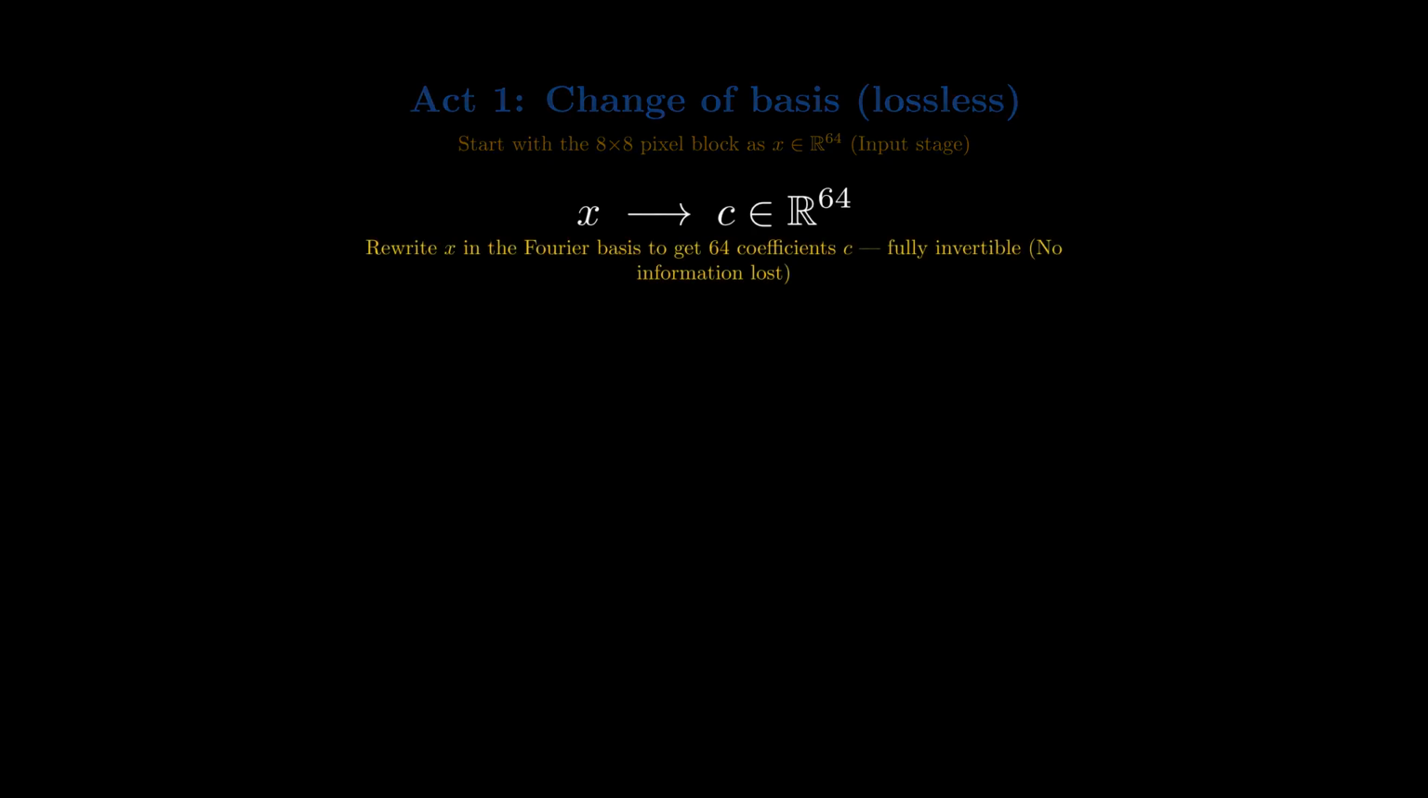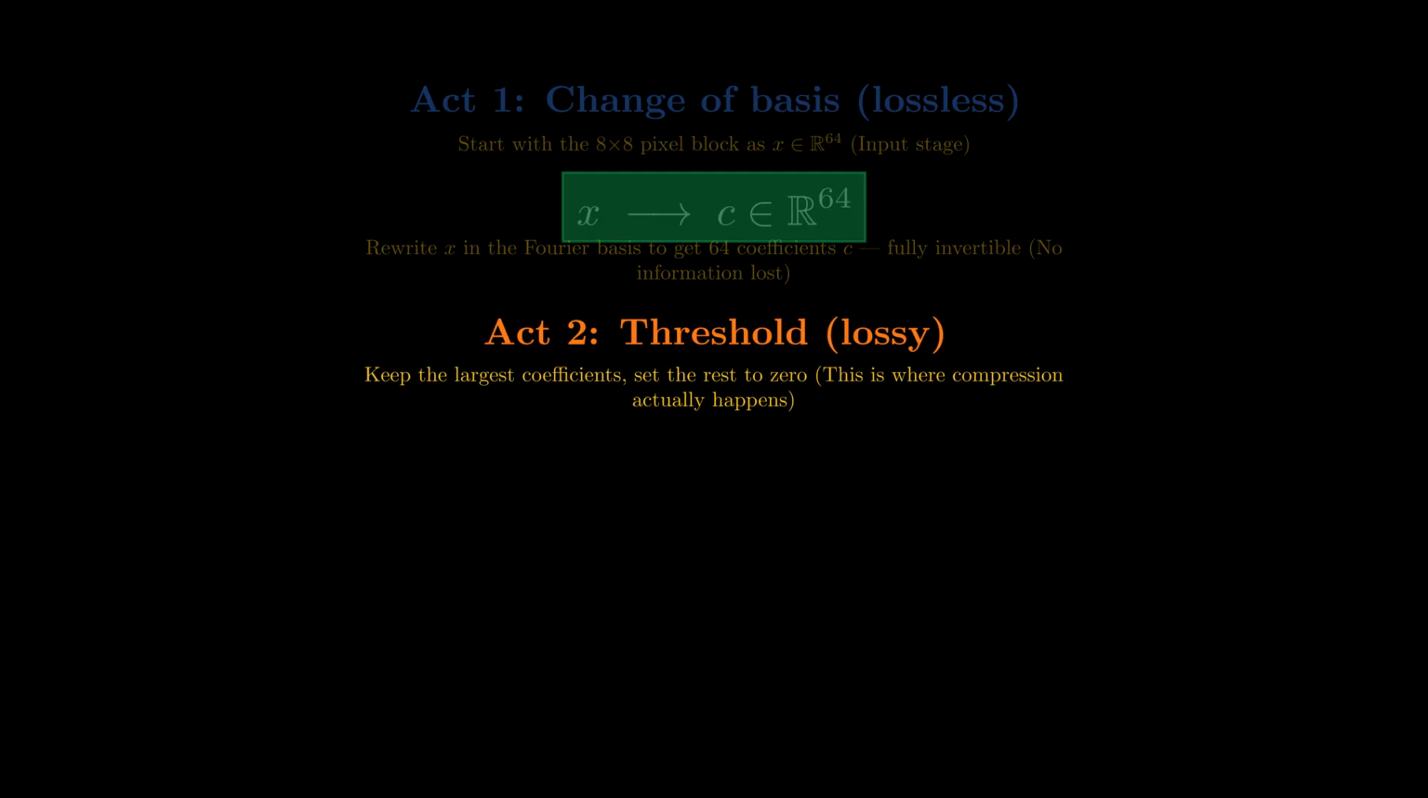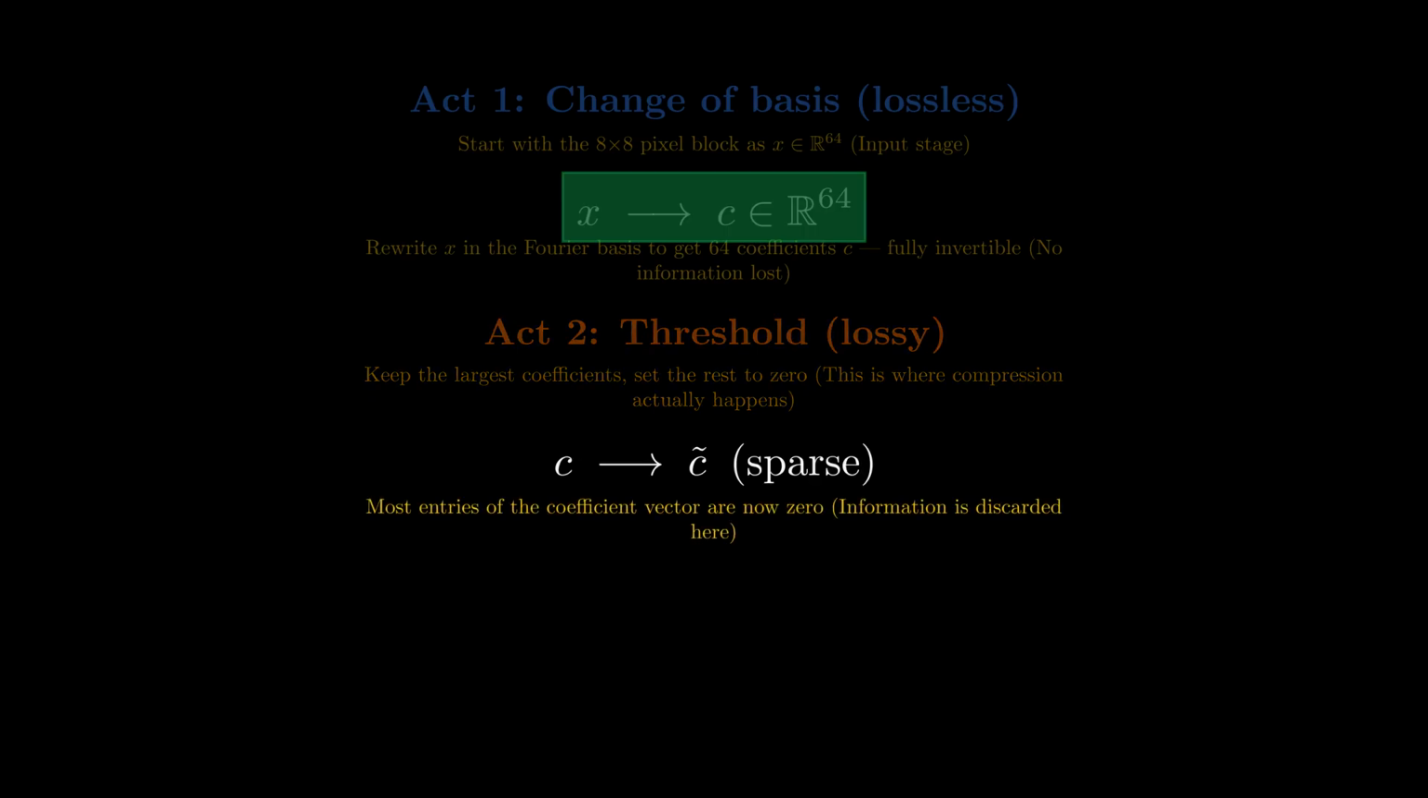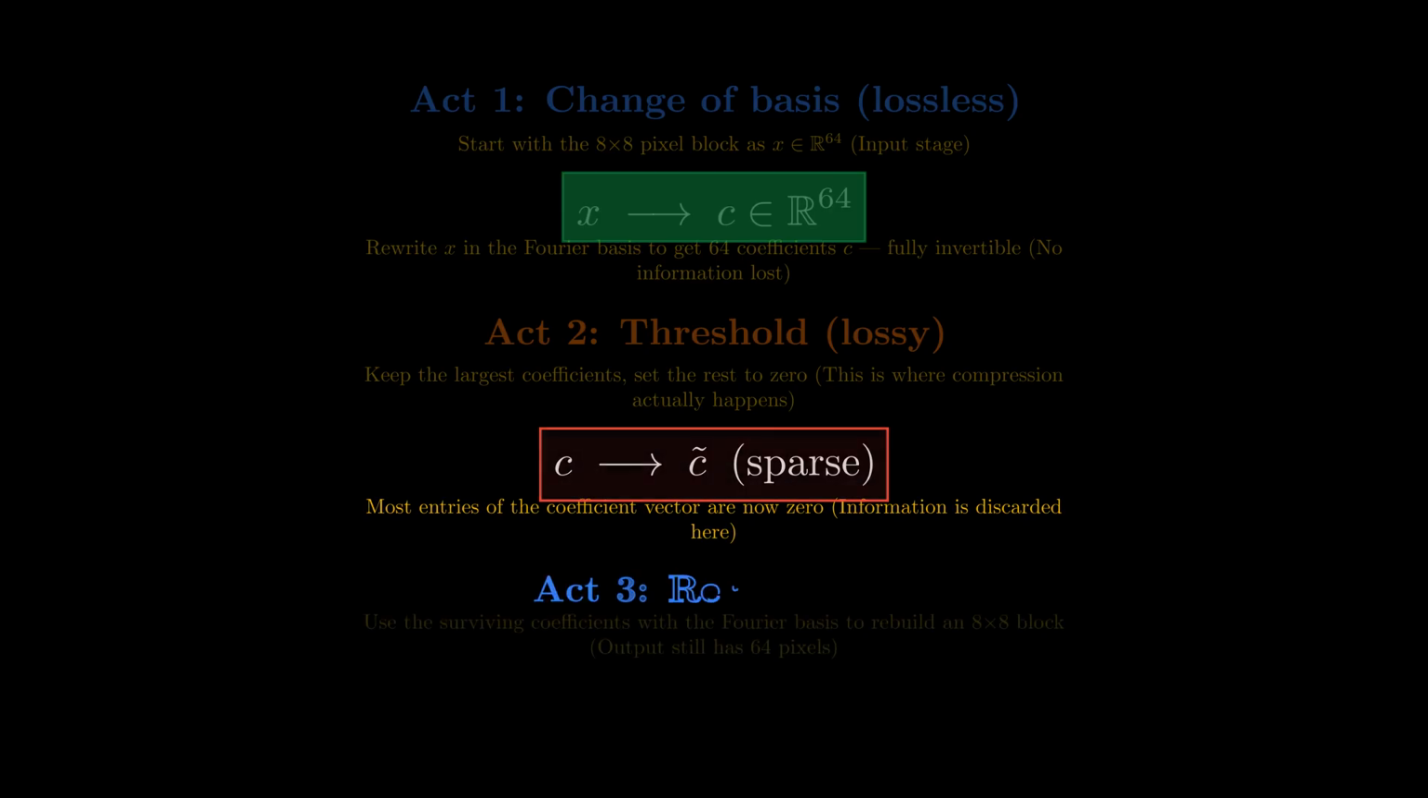We rewrite the pixel vector x using the Fourier basis, producing 64 coefficients C. This step is lossless and fully invertible. No information is lost yet. Act 2, thresholding. We look at the coefficients, keep the biggest few, and set the rest to 0. This is where information actually disappears and is the only lossy step in the pipeline.